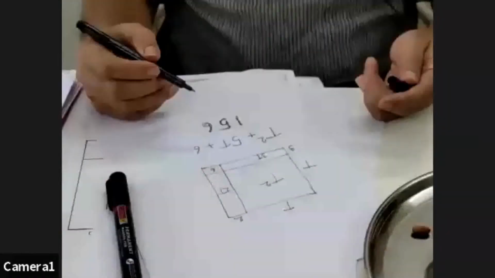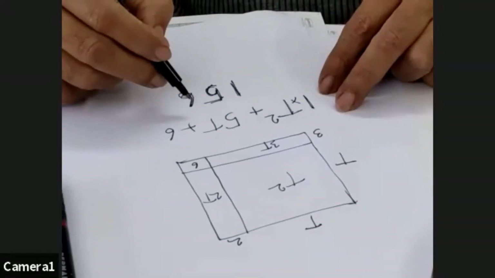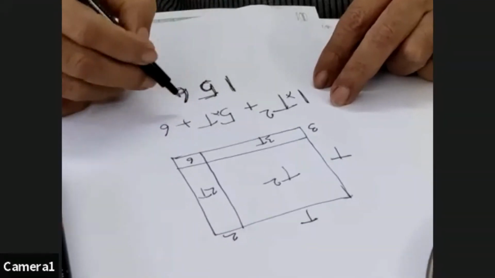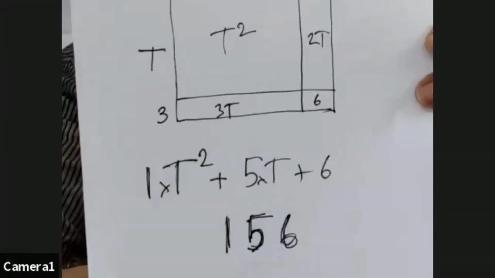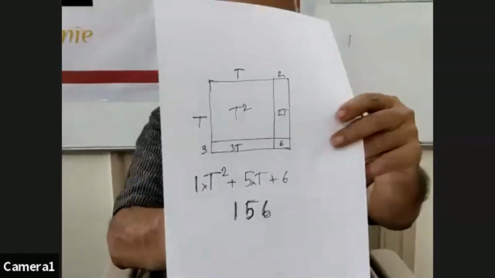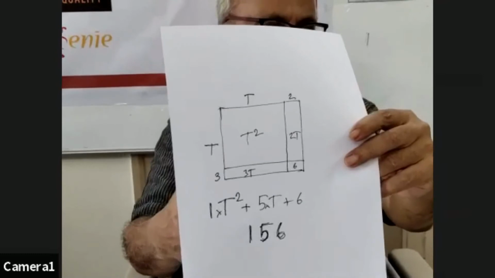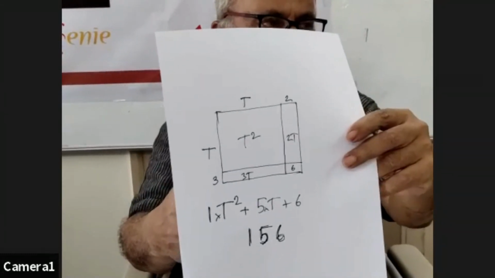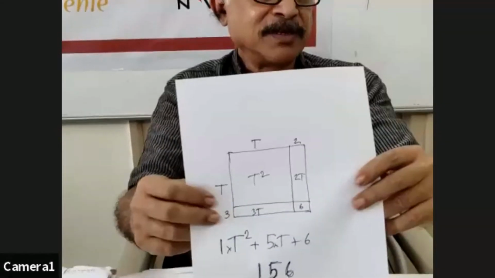Now this t squared earlier, I can write it as 1t squared. 5t is 5 into t, and 6 is just 6. So here I have 156, which I have written as 1t squared plus 5t plus 6. So I can write numbers in t language. Are you ready for the next problem? The next problem is write 175 in t language.